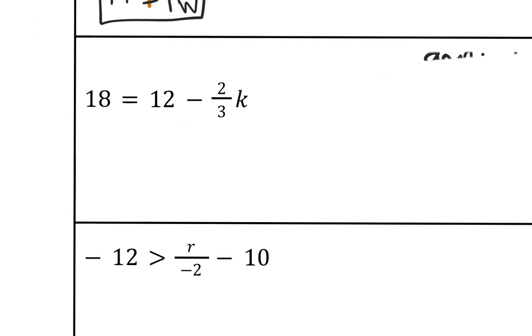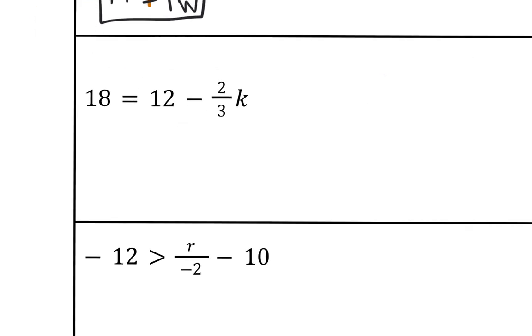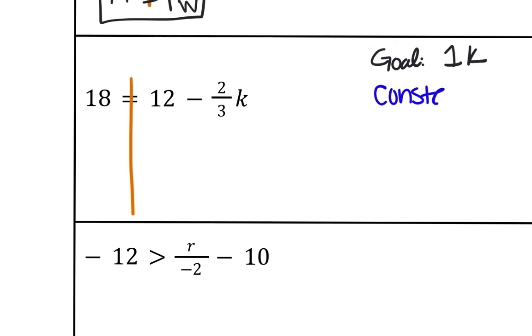All right, so last one. 18 equals negative 12 minus 2/3 k. Put a line down our equal sign just to keep it organized. Our goal is to get a positive 1k. Working on the side with my variable, I'm first going to undo the constant. And I'm going to circle that. The constant is this 12. My goal is to turn the constant into 0.